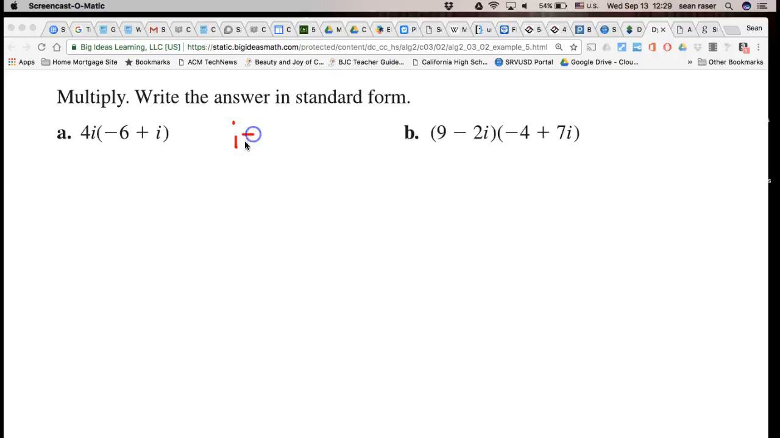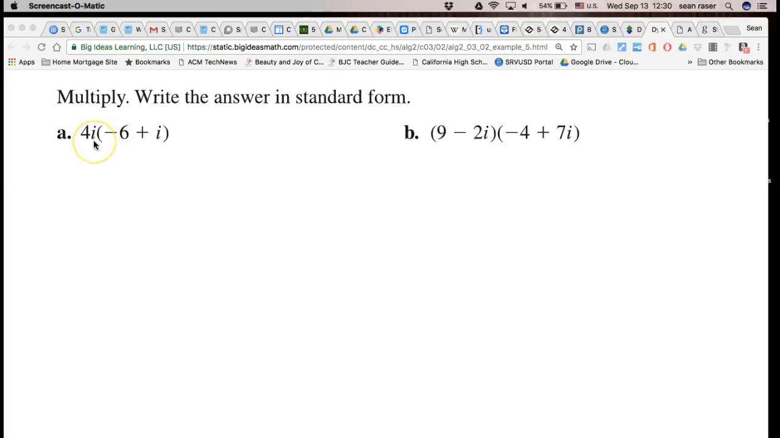So i, if you remember, is equal to the square root of -1. And i squared, remember we showed that if you square the square root of -1, the radical goes away and you're left with i squared equals -1. This is important to remember when you're multiplying complex numbers, because most of the time you're going to end up with a term that has i squared in it, and you don't leave it written as i squared. You're going to replace that when you simplify with -1. So that's the first thing to remember as you're doing these, that when you get to the end and you have an i squared, you're going to simplify.